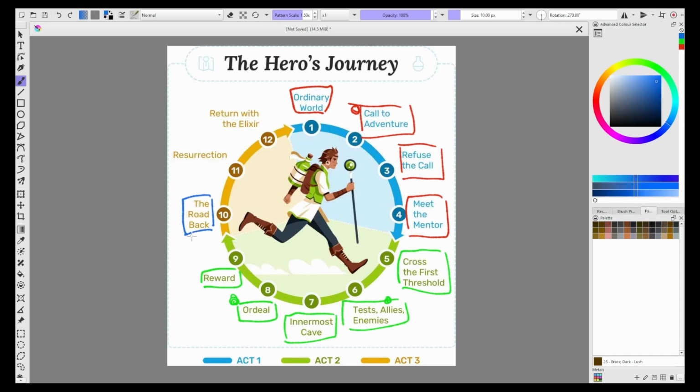So this is, as the name suggests, the character now has to try and find their way back to the ordinary world. Remember, up here, around here, they entered into the unknown, the new world. So all this time they're traveling through this new world, and even though they've reached their goal over here at the end of Act 2, they still haven't made it back to the ordinary world yet, up over here. So that means Act 3 is the return journey, and the road back is the start of that.